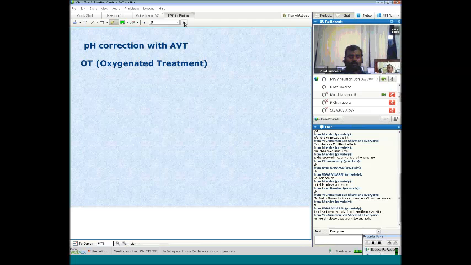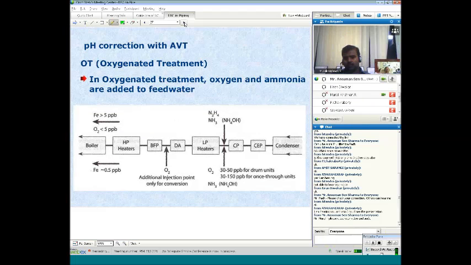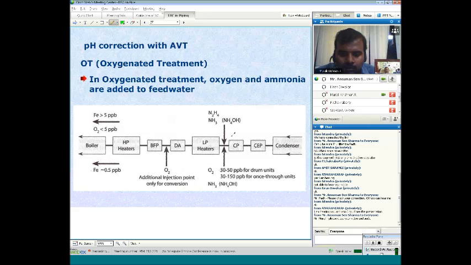There is another treatment. It's called oxygenated treatment, and nowadays, even for subcritical systems, it's being used quite often at many places. In South Africa, I have seen that many units are using oxygenated treatment. In oxygenated treatment, what we are doing is dosing with ammonia as well as oxygen at some specific locations. The upper part is the AVT-R, that is the reducing AVT system. This part is the OT system, that is the oxygenated treatment system.